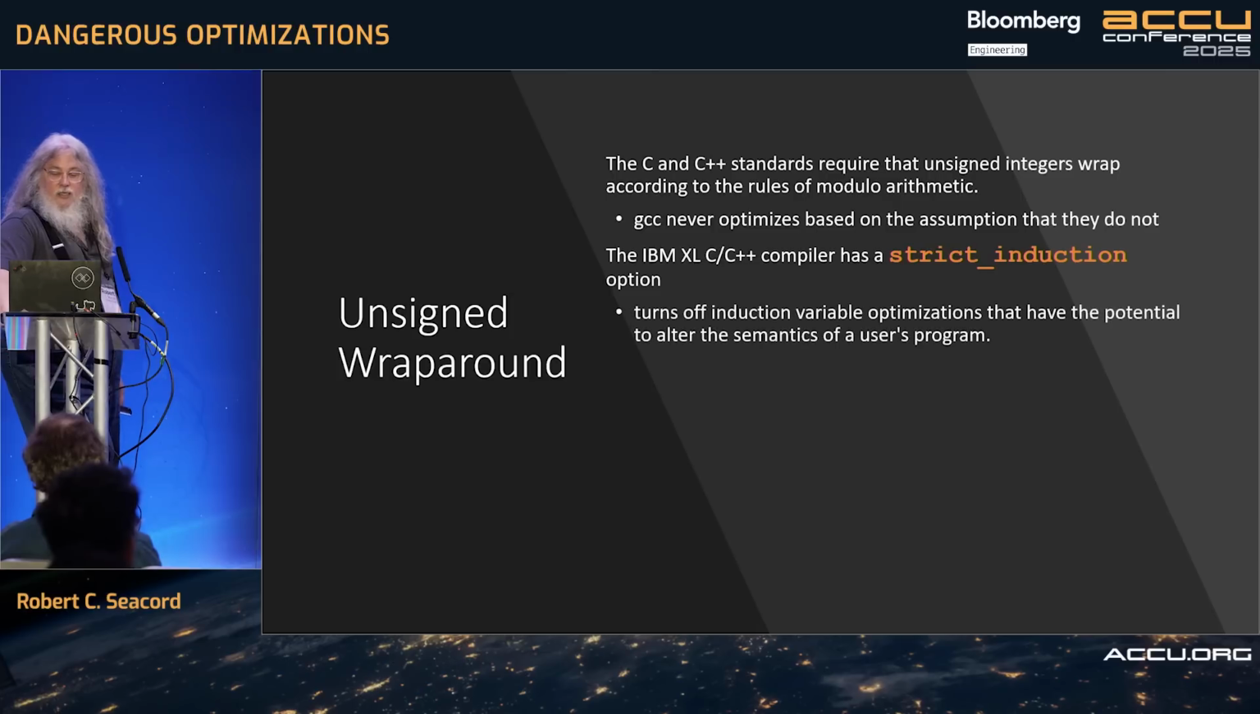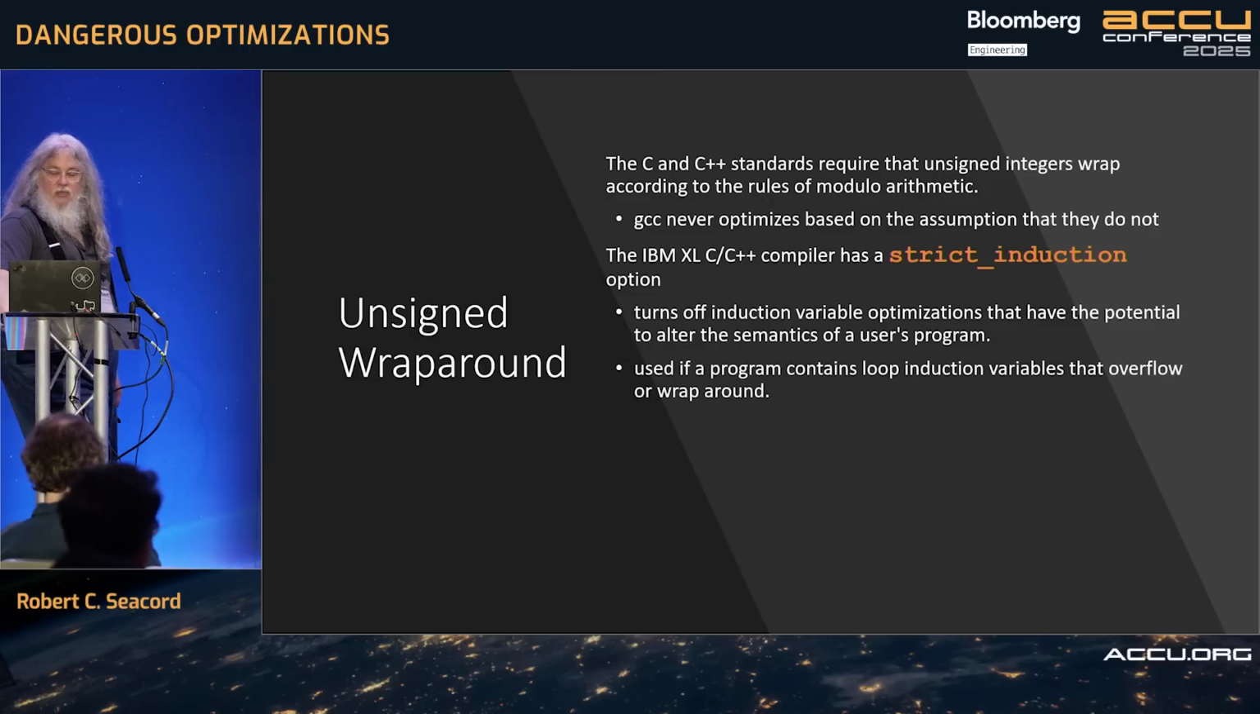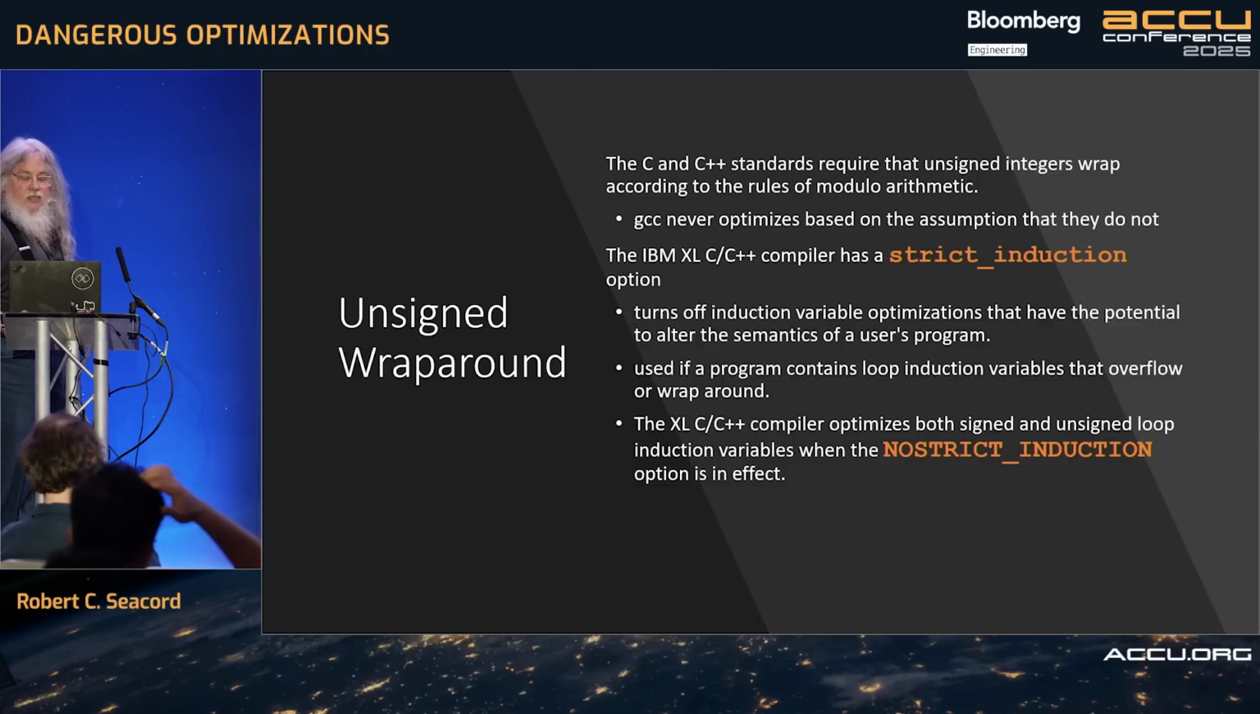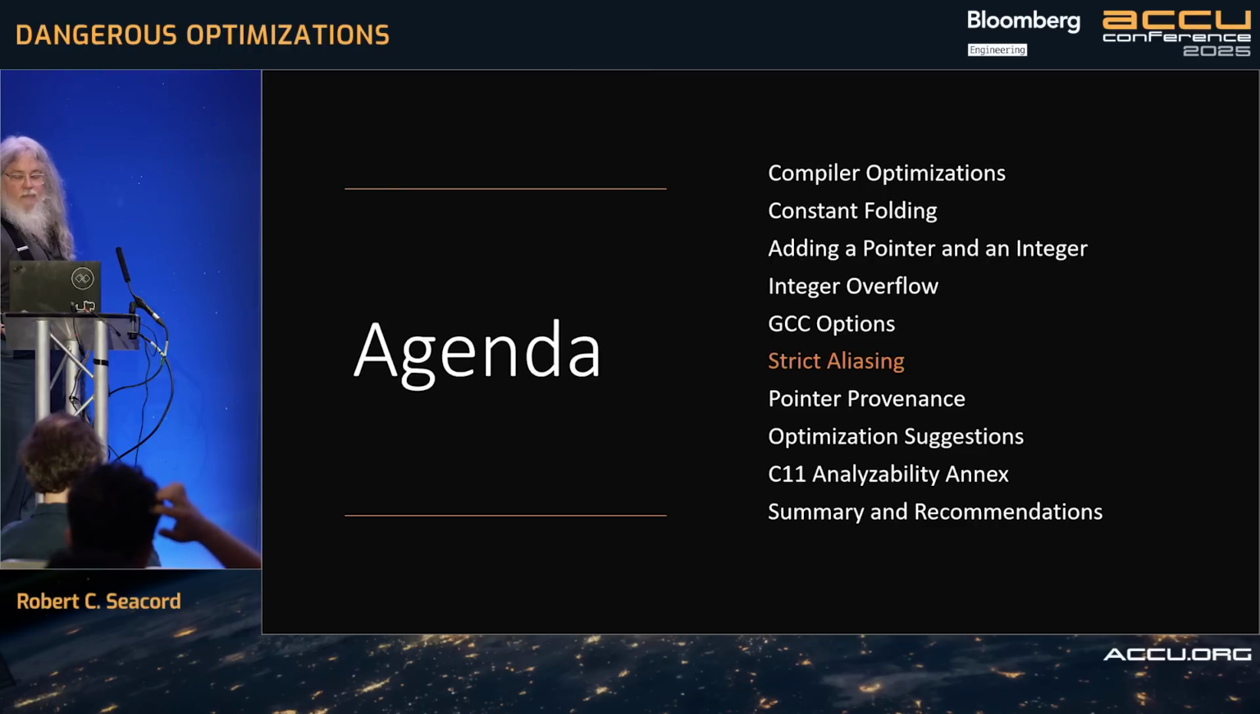It has a strict induction option. If you use this, it will turn off induction variable optimizations that have the potential to alter the semantics of a user's program, like the one we just saw. It's used if a program contains loop induction variables that overflow or wrap around. And again, the XL compiler will optimize for both signed and unsigned loop induction variables when the no strict induction option is in effect.